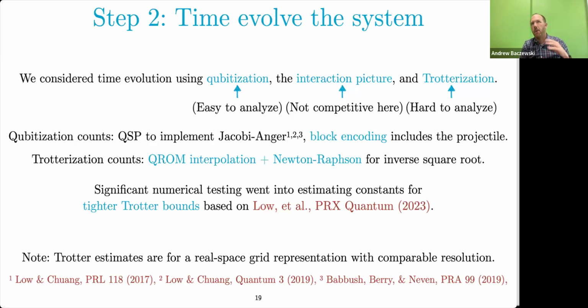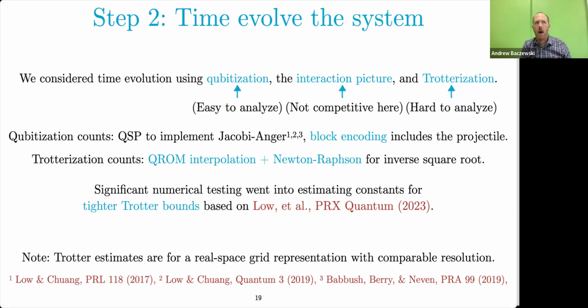Our qubitization-based approach is basically using quantum signal processing on a block encoding of the first quantized Hamiltonian that I've shown you, to implement the Jacobi-Anger expansion of essentially the exponential propagator. And that block encoding, it's worth noting, also includes the projectile. So it's not just the electronic subsystem, it also has to include the projectile, because the projectile is moving as well. It's an autonomous degree of freedom. But this is essentially the qubitization approach in one line, right?